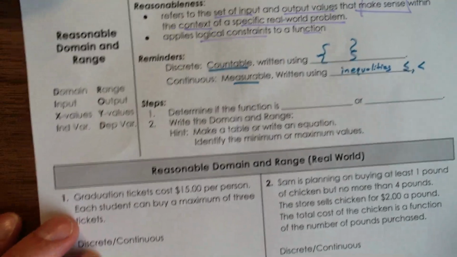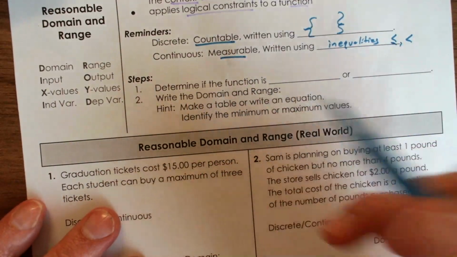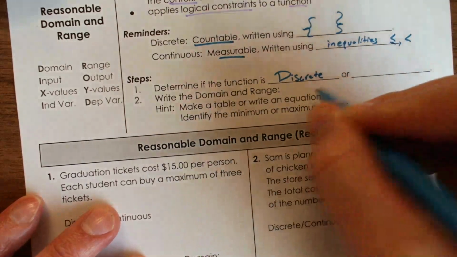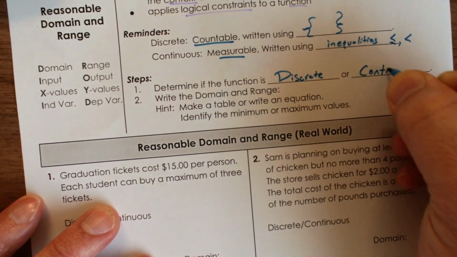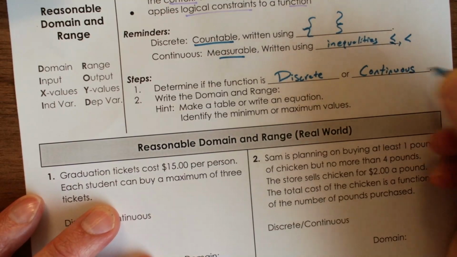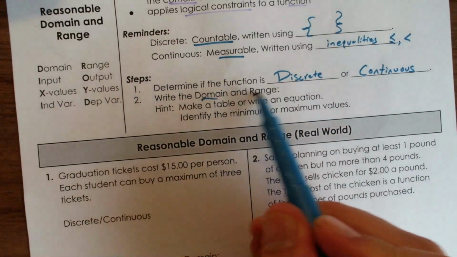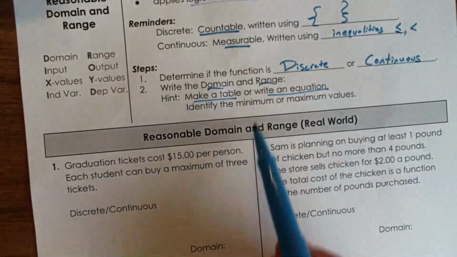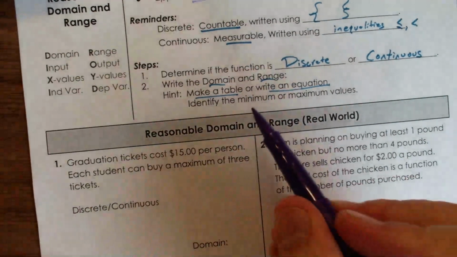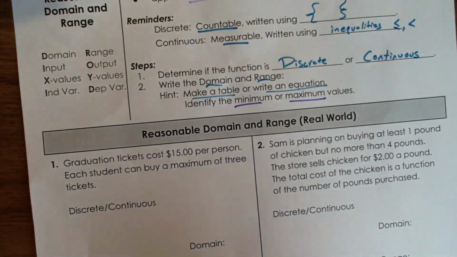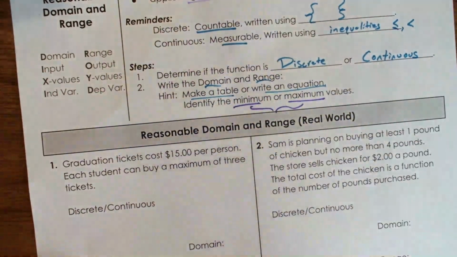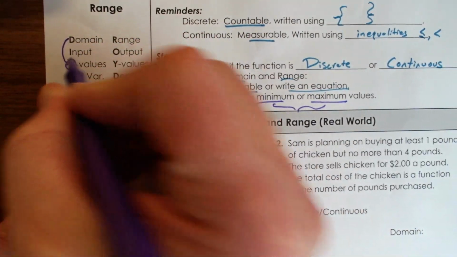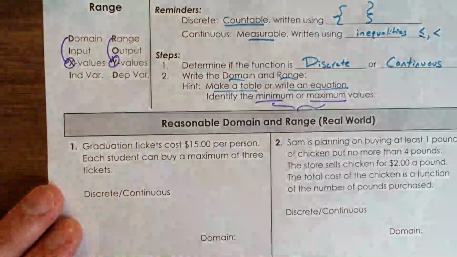Okay. And then our steps for this: we determine if the function is discrete or continuous. And then we write the domain and range and make a table. It might be best to make a table or write the equation. And we want to identify these minimum and maximum values. These are the things that are going to determine if something is reasonable, okay? As a reminder, remember domain, these are your x values, and range, these are your y values.